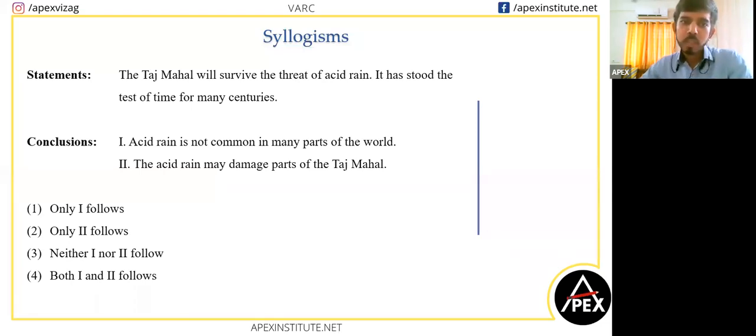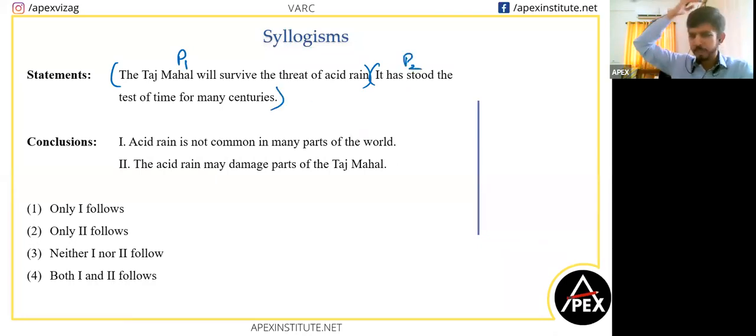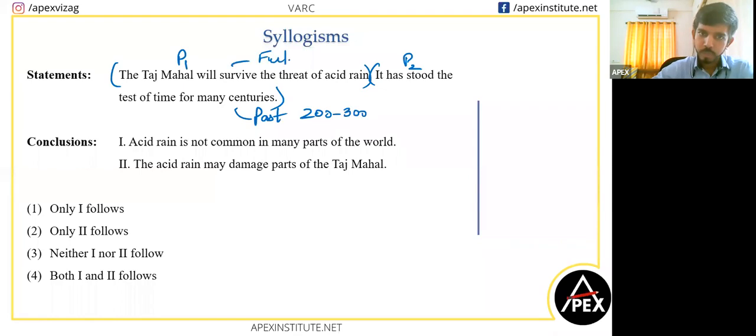So Taj Mahal will survive the threat of acid rain. Okay. So that's premise one. And it has stood the test of time for many centuries. So premise two is talking about it was built in, I think, 17th century, 16th century, sometime 2-3 centuries back. And it is still standing. And it will survive the threat of acid rain. So this is talking about the past, and for whatever 200-300 years that Taj Mahal was built. And this is talking about the future, will survive.